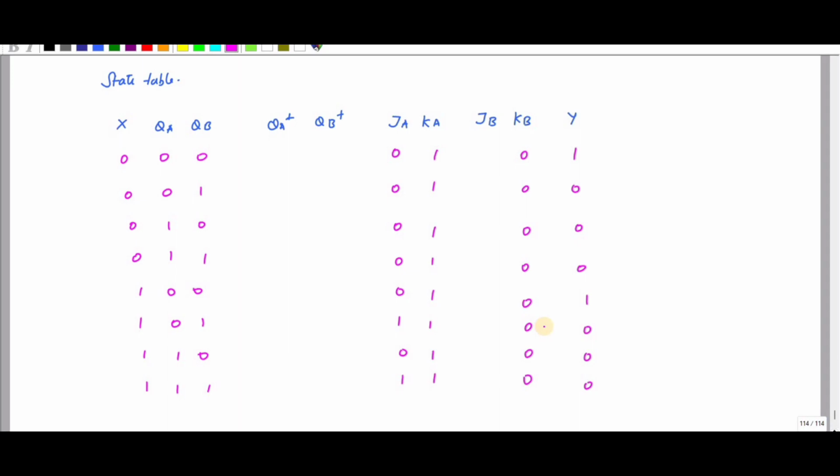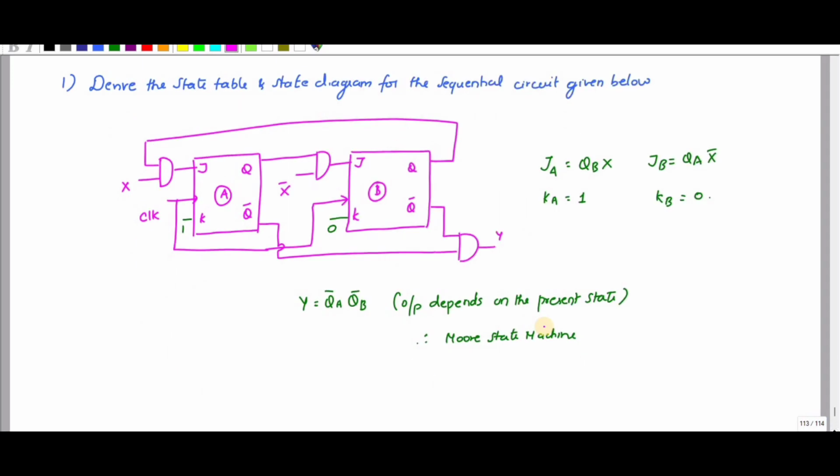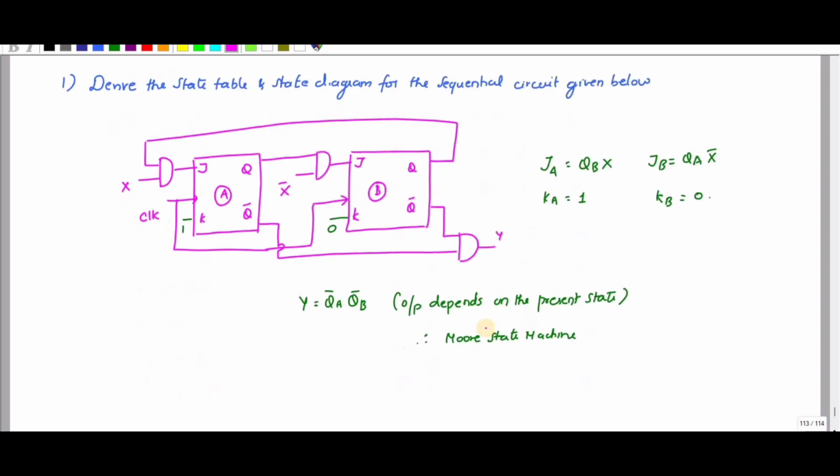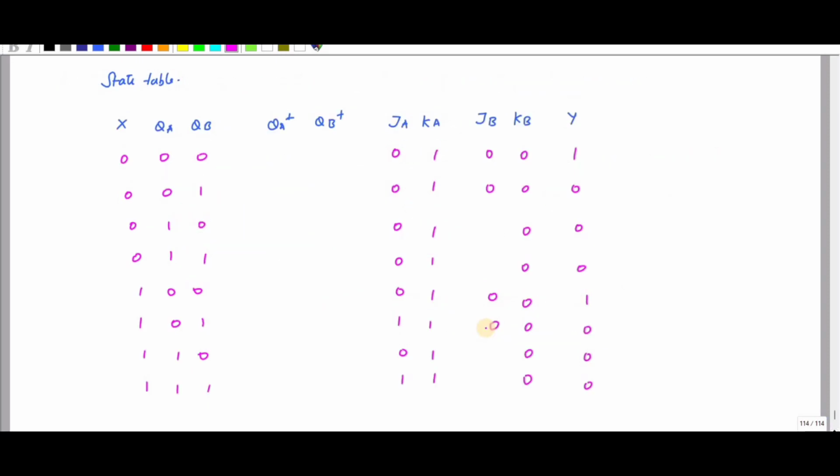Okay, so what is JB? JB is equal to QA X bar. So if QA is 0, the output is 0. For the rest, if X bar is 0, the output is 0. So for this one it is 1.